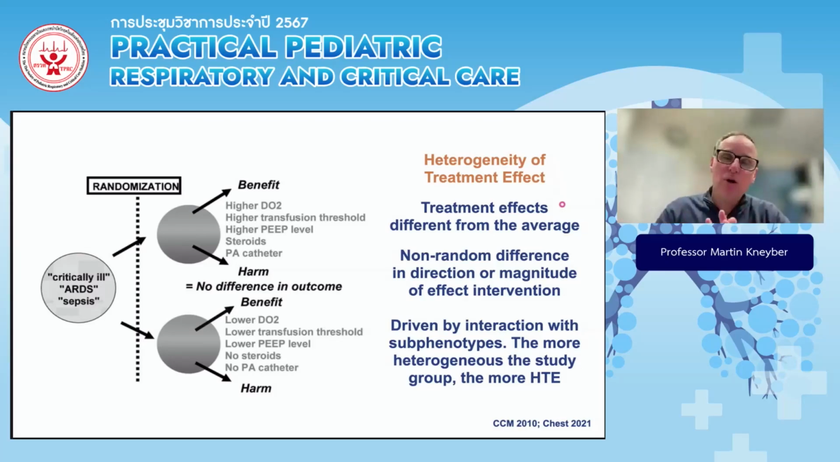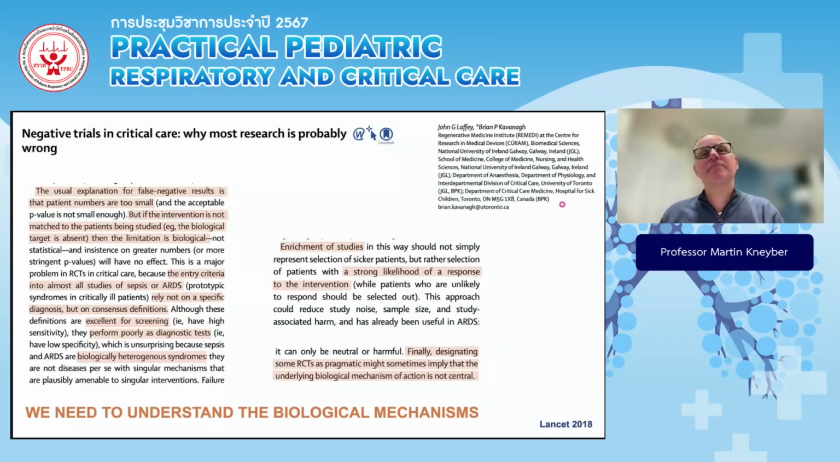So because we pool all the patients together and we do not understand which patient might actually benefit from a specific intervention, you dilute the signal. And this is mainly driven because of the interaction with subphenotypes. And the more heterogeneous a study group is, the more heterogeneity of treatment effect there is. So, for example, if you do a pragmatic trial where you include all your subjects, you have a lot of subphenotypes, so you end up with the risk of having heterogeneity of treatment effect.